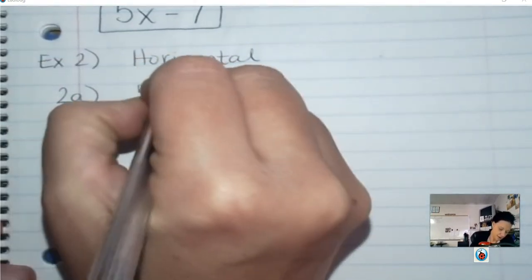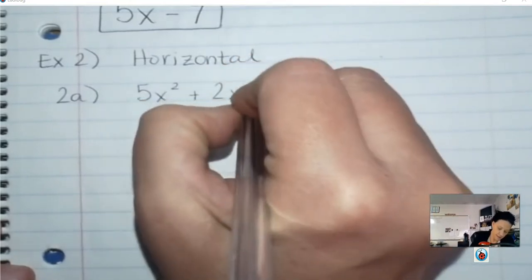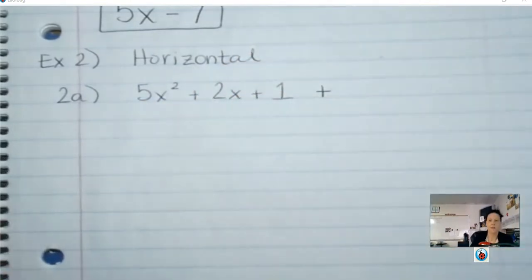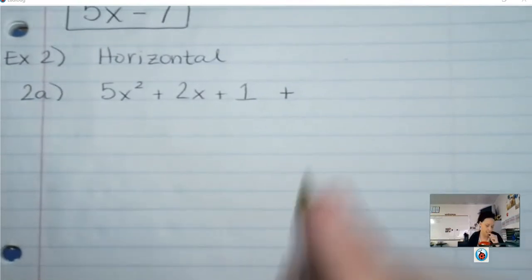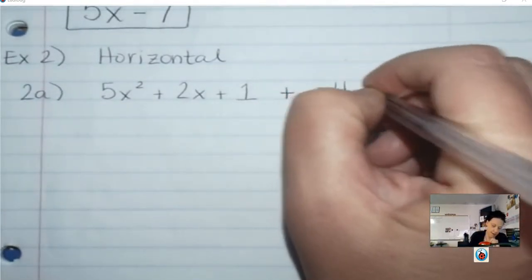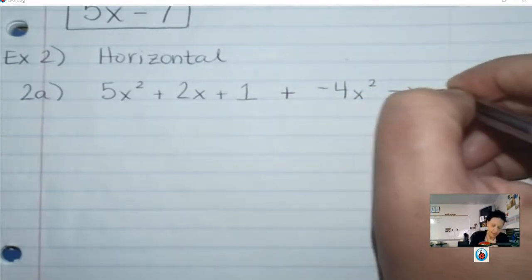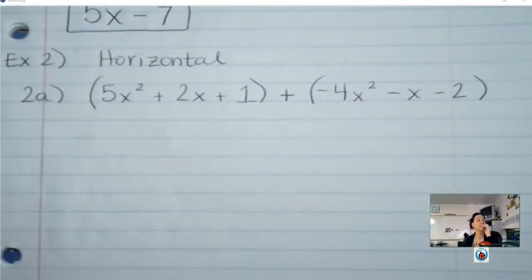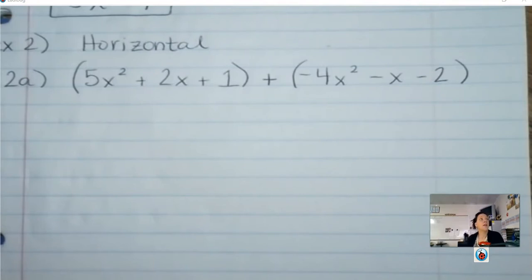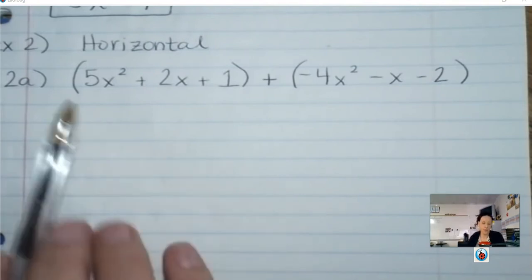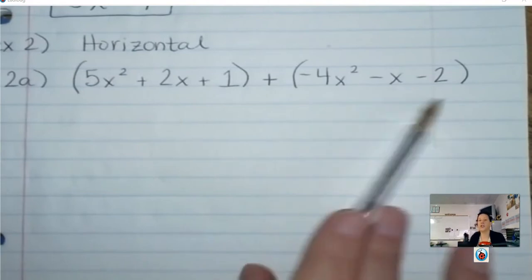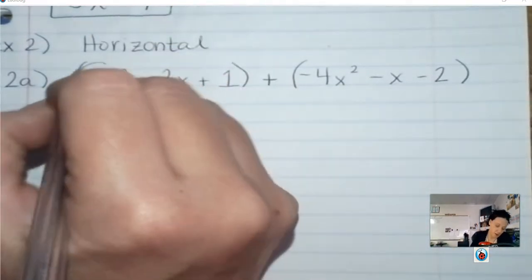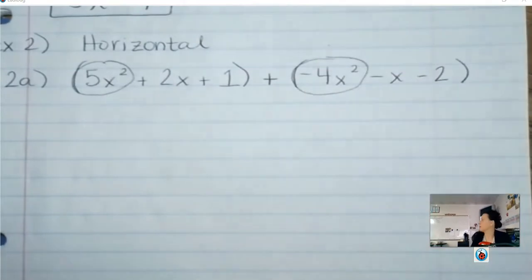Five x squared plus 2x plus 1. Add that to negative 4x squared minus x minus 2. So the horizontal format, I just look for my like terms. So I usually just circle them first. So I have 5x squareds, and I have negative 4x squareds.